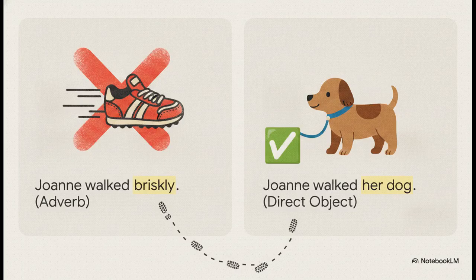Now, this comparison brilliantly illustrates a huge point. Direct objects are never adverbs like briskly, and they're never prepositional phrases like to the store. Why? Because only her dog actually answers that who or what question. Think about it. If you ask, Joanne walked what, briskly doesn't make any sense at all. That tells you how. To the store tells you where, but her dog, that tells you exactly what she walked, and that makes the dog the direct receiver of the action.